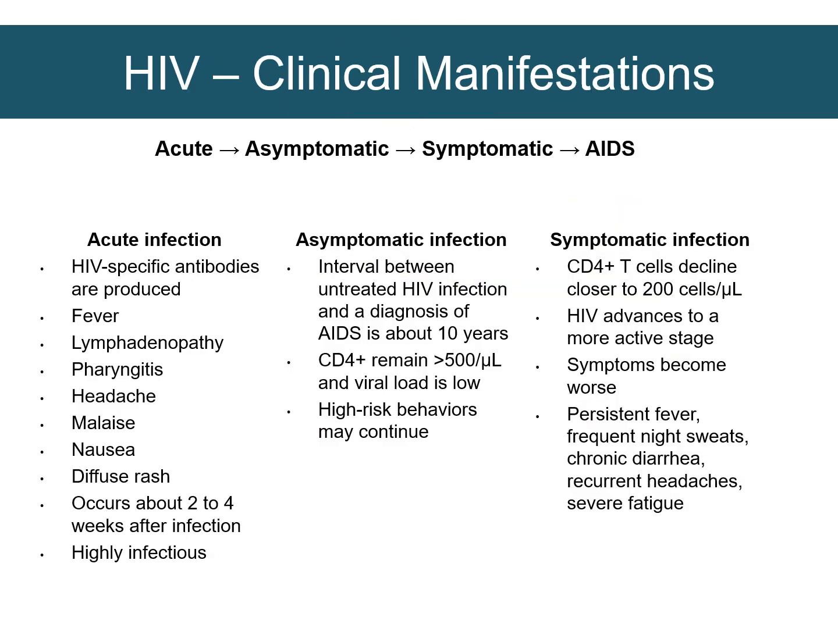All right, so what are the signs and symptoms of having HIV? Okay, so here we just talked about the acute phase, the asymptomatic phase. They become symptomatic again, and then that will ultimately lead to AIDS. So here we are at the acute infection. Okay, this is just a couple of weeks at the beginning. So there are HIV-specific antibodies produced at this time. The patient can have fever, swollen lymph nodes, pharyngitis, which is sore throat, headache, malaise, nausea, diffuse rash.